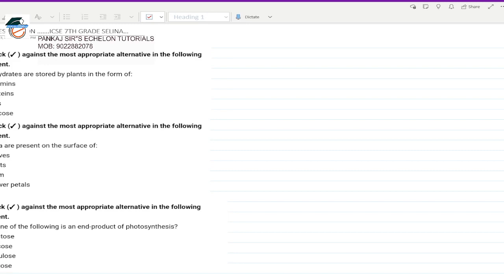In today's session, we are going to start with the question answer session on a chapter called Respiration in Plants and Animals. This chapter is from the subject biology, and this is from the ICSE 7th grade curriculum. I'm referring to the question answers from the Selena book. So with that as the introduction, let us get started with the question answer session.